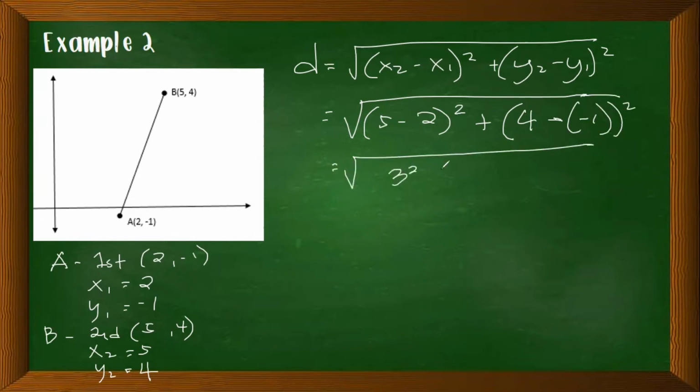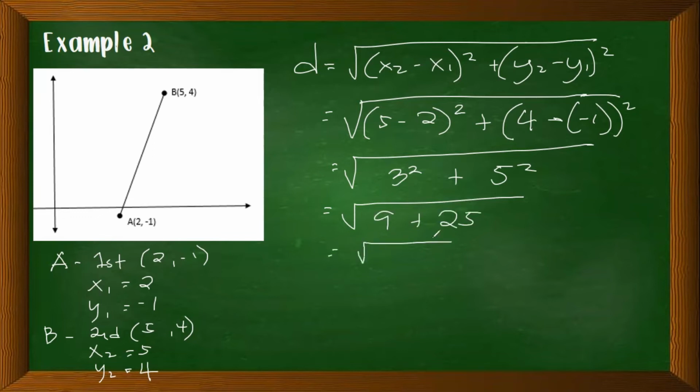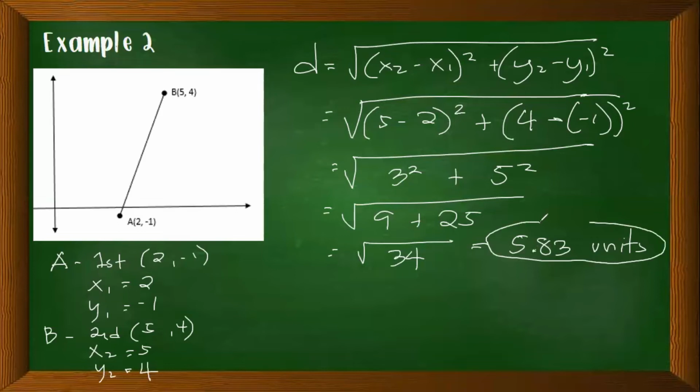This item can be operated na. So, therefore, 3 squared plus, how about this one? Ito, magiging 5 na, di ba? Negative times negative results to positive. So, 4 plus 1 is 5 squared. So, therefore, our result here is 9 and 25. Then, if we add that one, the result is square root of 34. Therefore, our answer here is 5.83 units. Okay. So, that's it. Now, let us proceed.